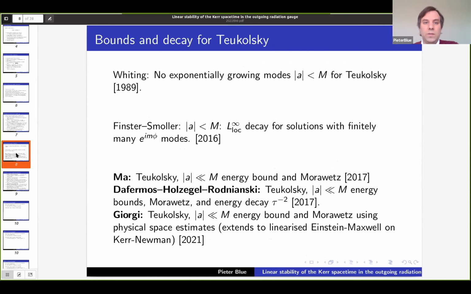The first result on the nature of the solutions was in 1989 by Whiting, and he showed that there were no exponentially growing modes in the sub-extremal case for the Teukolsky equation. This was a problem that I think a lot of people had thought about, and the fact that it took over 15 years to get even a result this weak showed how difficult the problem was.